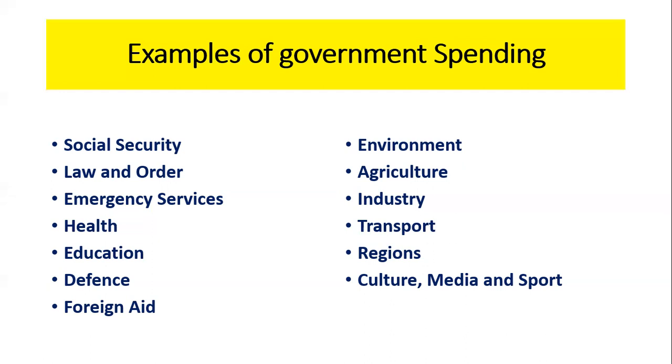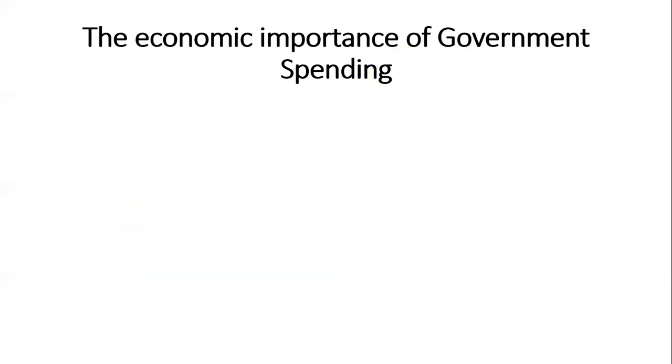Culture, media, and sport. Those bring the attraction of tourism, for example. Governments realize that this industry is very profitable. It's a very lucrative style of industry, certainly in the UK, and governments have a duty of care to try and spend money in those industries to get people involved in culture, media, and sport.